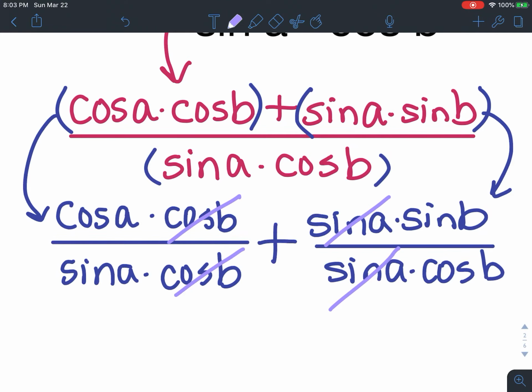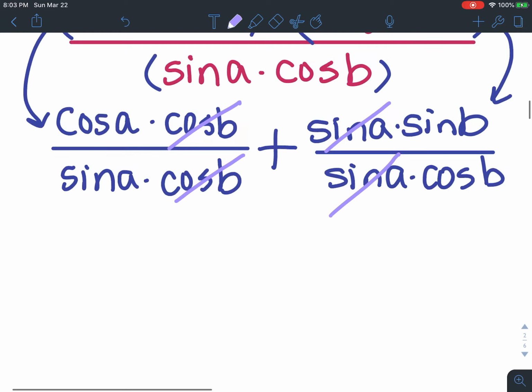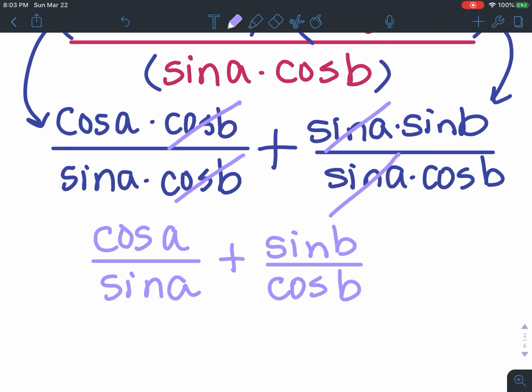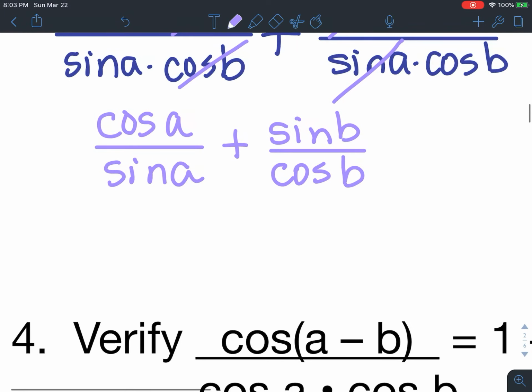You can probably see that stuff is going to cancel here. So the cosine B's cancel and these sines cancel. That's got to be helpful. Now I have cosine A over sine A plus sine B over cosine B. So cosine A over sine A, let's think back to our identities. What does cosine over sine equal? That equals cotangent.